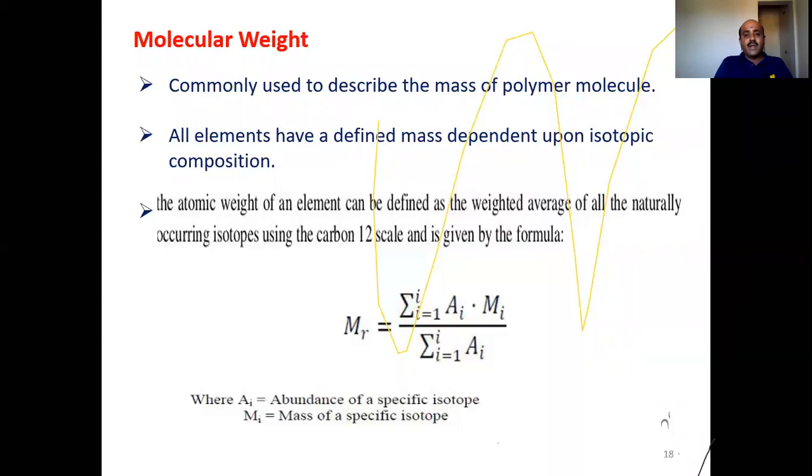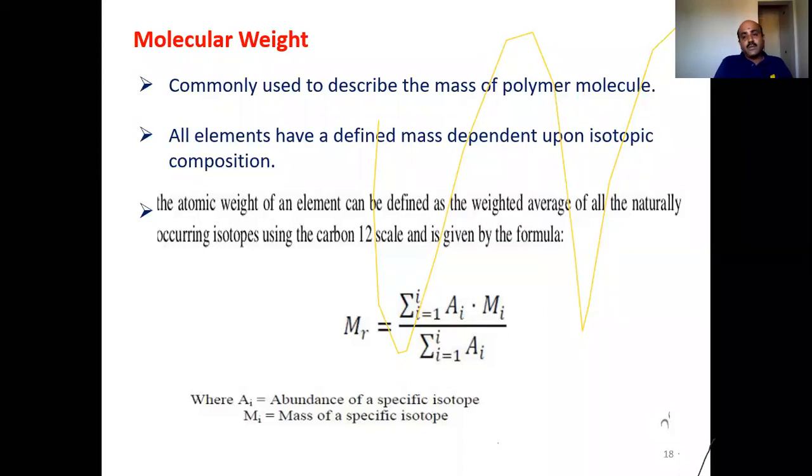All elements have defined mass dependent upon isotopic composition. The atomic weight of an element can be defined as the weighted average of all the naturally occurring isotopes using the carbon-12 scale.